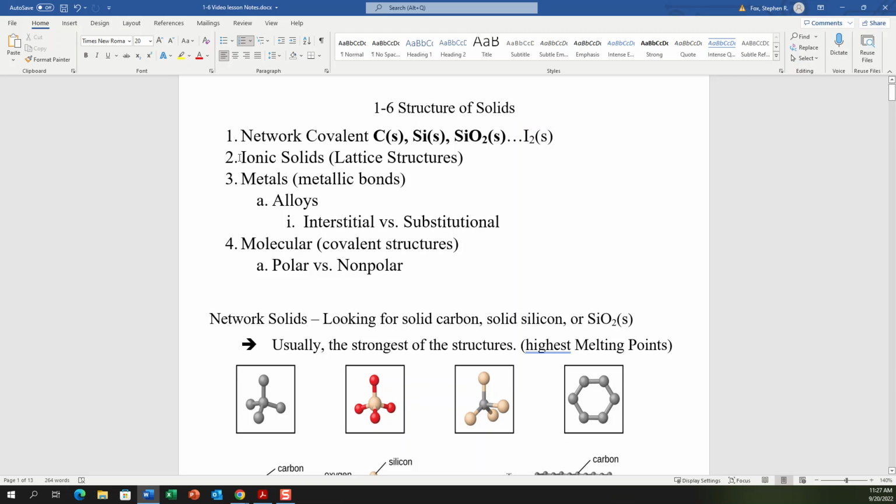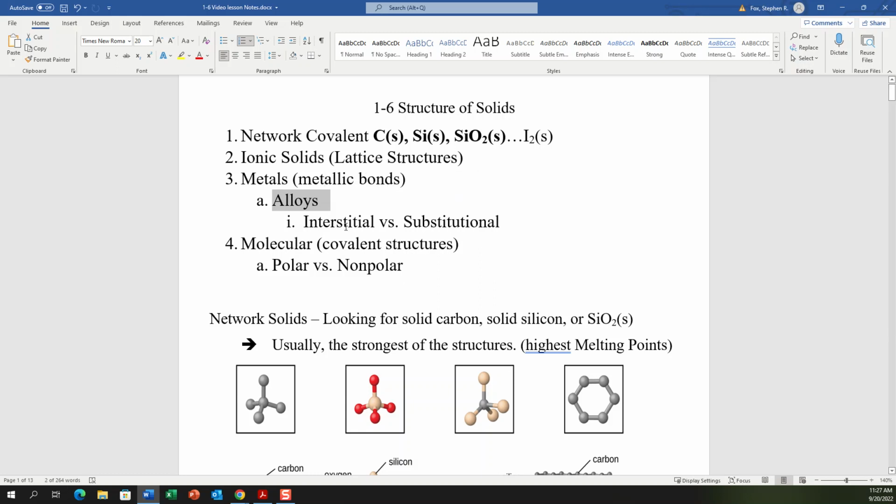Okay. Next, we're going to talk about ionic solids. So ionic compounds, salts. A lot of times the structure is referred to as a lattice structure or a crystal lattice, and that's for ionic compounds. Then we're going to have metals, and the main thing to focus on with metals is truly understanding the definition of what a metallic bond is. And as we talk about different types of metal structures, we're going to get into alloys. And alloys are just mixtures of different metals, different solids mixing together, not chemically combined, but physically combined.